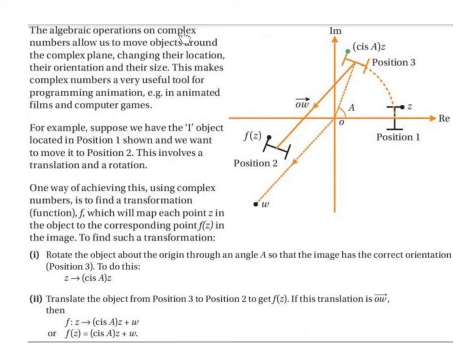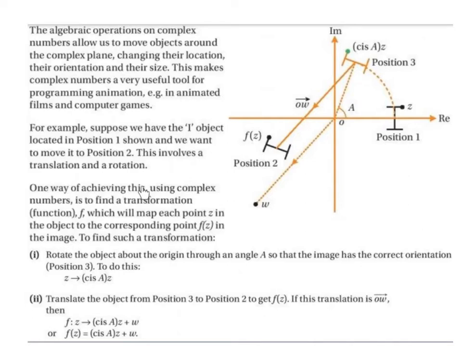The algebraic operations on complex numbers allow us to move objects around the complex plane, changing their location, their orientation, and their size. This makes complex numbers a very useful tool for programming animation, for example, in animated films and computer games. For example, suppose we have the I object located in position 1 shown. So the I object here, located in position 1. And we want to move it to position 2, which is over here. This involves a translation and a rotation.